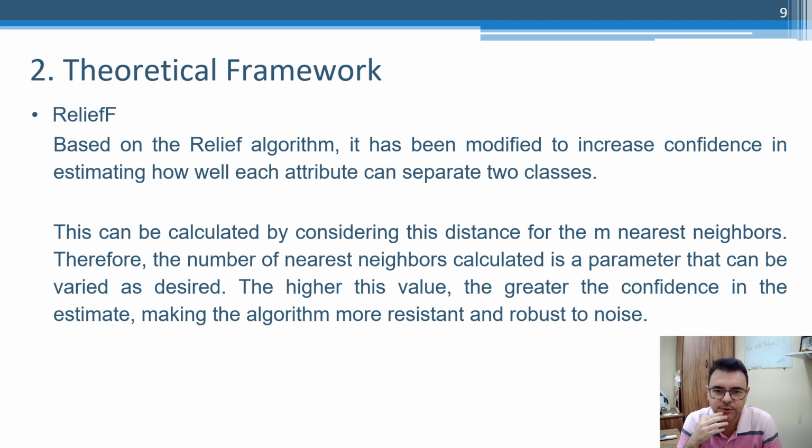Finally, the last filter used in this work is relief. Based on the original relief algorithm, it has been modified to increase the confidence in estimating how well each attribute can separate two classes. This can be calculated by considering this distance for the m nearest neighbors. Therefore, the number of nearest neighbors is calculated. It is a parameter that can be varied as desired. The higher this value, the greater the confidence in the estimate, making the algorithm more resistant and robust to noise.